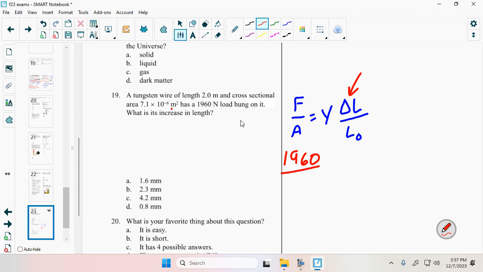I give you the area, 7.1 times 10 to the minus 6 meters squared, and the Young's modulus. That's on your data table. I don't know what that is right off. It's a big number. I'm just going to leave it as a Y. Delta L is what I'm looking for, and then L naught is 2 meters. And then you solve for delta L. Do you want me to do that? Is that okay?